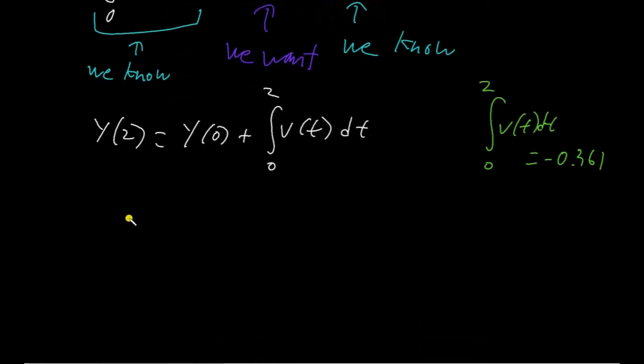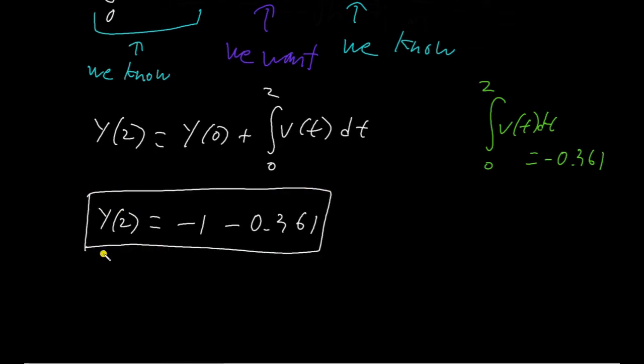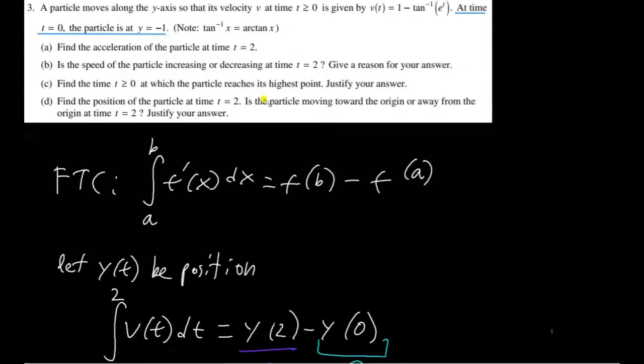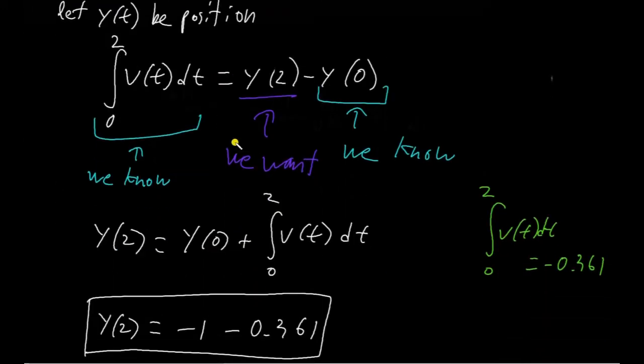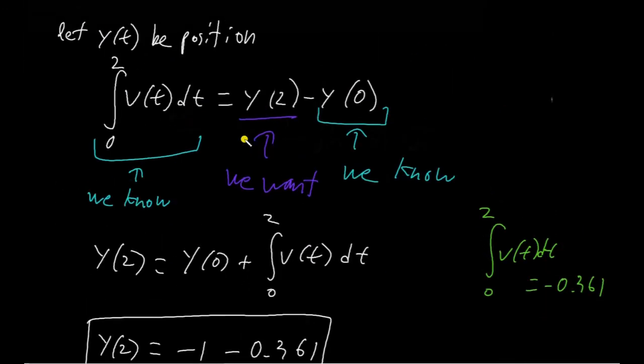So that allows us to say that at time t equals 2, y of 2 is equal to negative 1, y of 0, and then instead of saying plus a negative, we'll just say minus 0.361, right? This is y of 0, this is the integral. So we have successfully found the position at time t equals 2, and they asked us for one more thing, didn't they? They asked us, is the particle moving toward the origin or away from the origin at time t equals 2? Okay, so to figure that out, let's think about this.